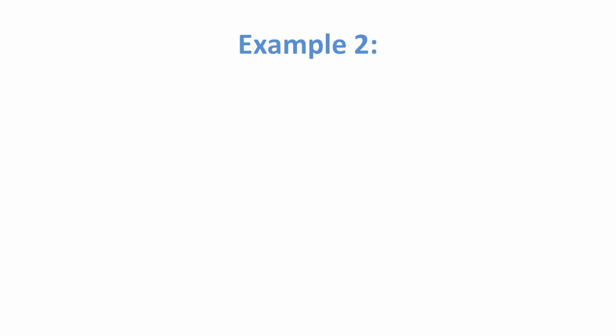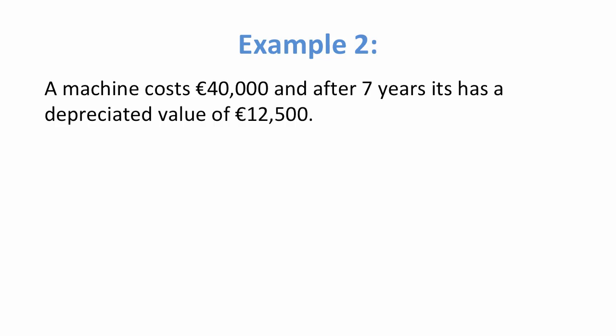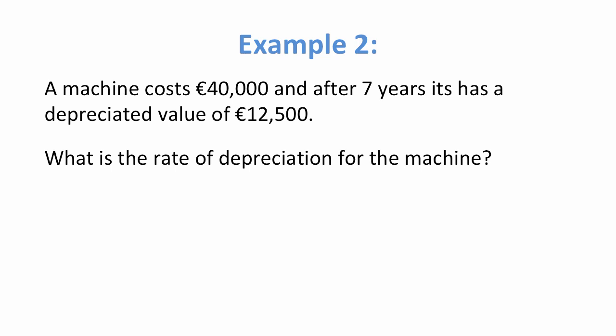Let's take a look at another example. Here we have a machine that costs 40,000. So remember, its initial cost or its value is your book value of 40,000. After 7 years of depreciation, its value is €12,500. And what we want to find out in this question is the rate of depreciation for the machine.